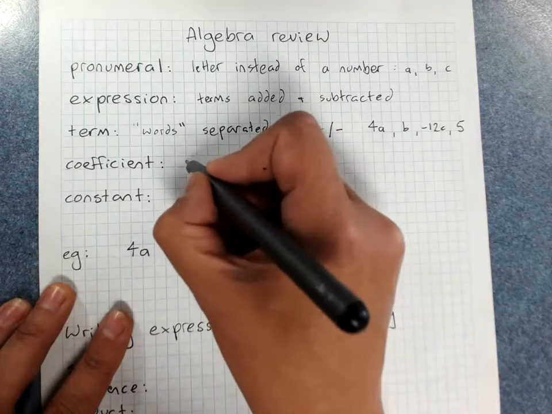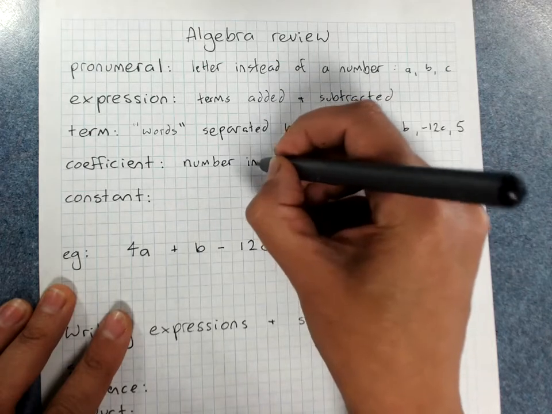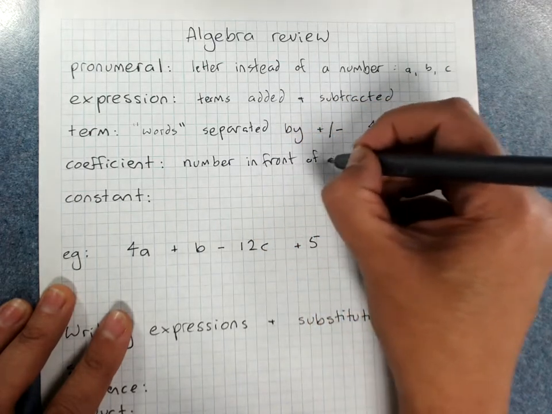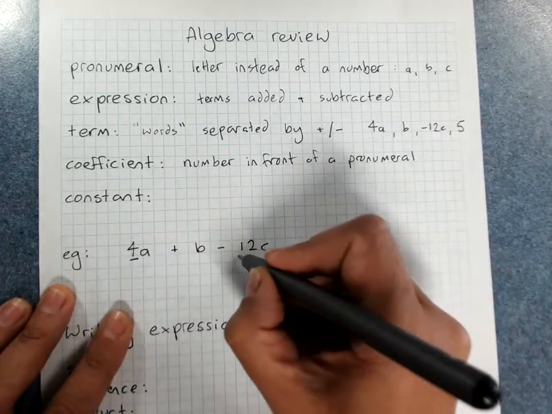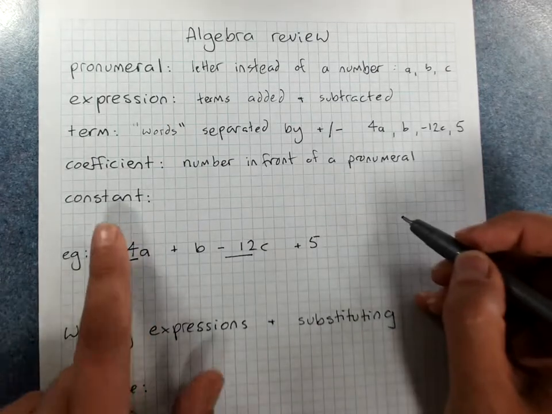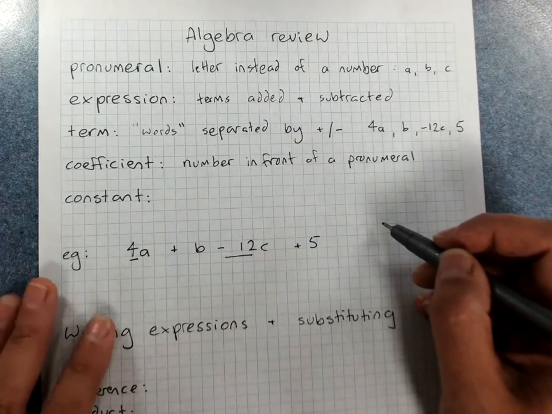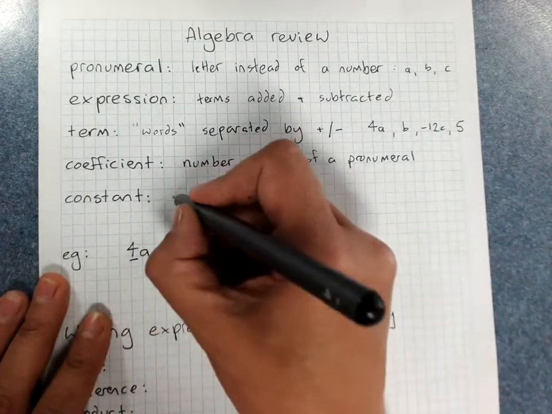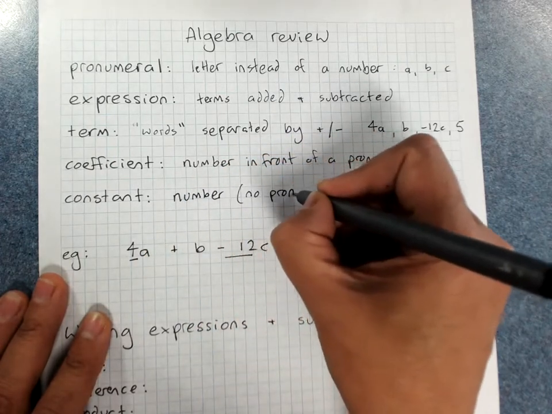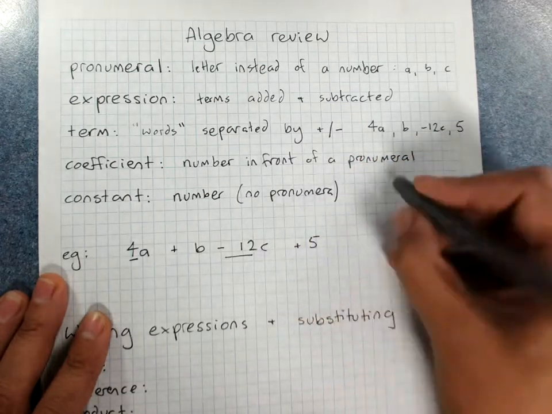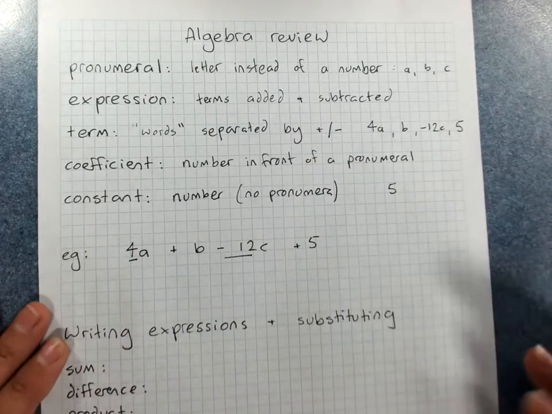A coefficient is the number in front of a pronumeral that it is multiplying. So 4 and negative 12 are our coefficients. This means 4 times A, this means negative 12 times C. And a constant is a number without a letter, no pronumeral. So here our constant is 5. So that's just some words that we should remember from year 8.